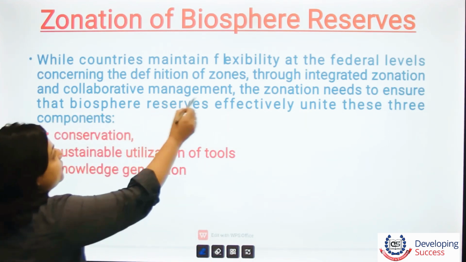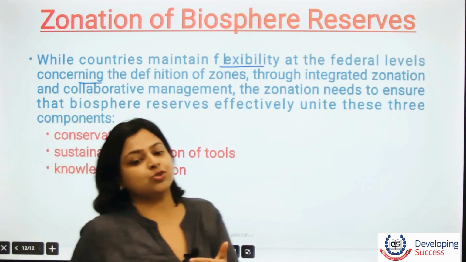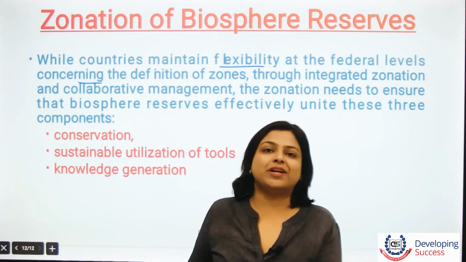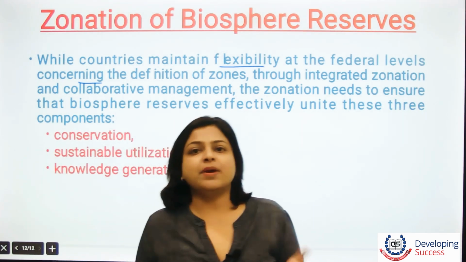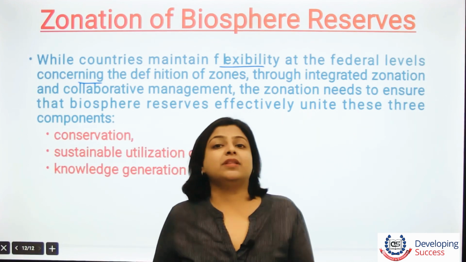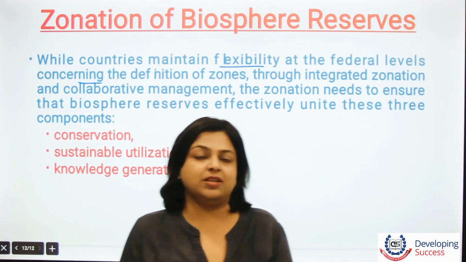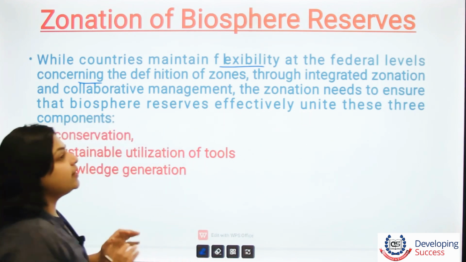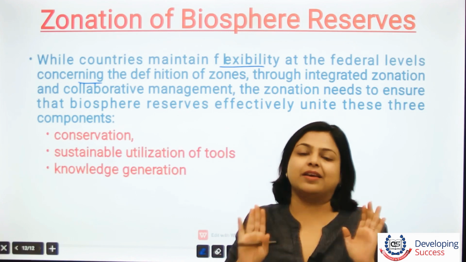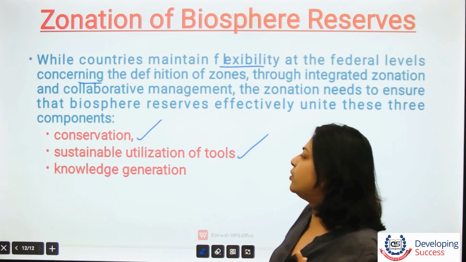While countries maintain flexibility at the federal level concerning the definition of the zones, every country will have different laws and different policies in regard to the zonation. Some countries will not allow tourism in the buffer area, some countries will allow tourism in the buffer area. So every country has flexible rules and policies in regard to the zonation. But when the zonation is done, these three components should be taken care of. First, conservation should be fulfilled. Second, sustainable utilization of resources.